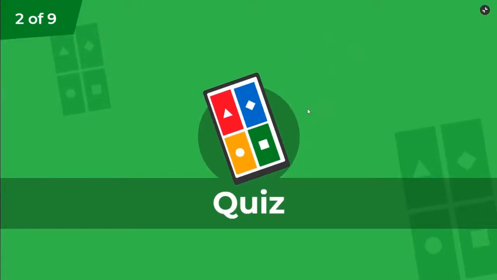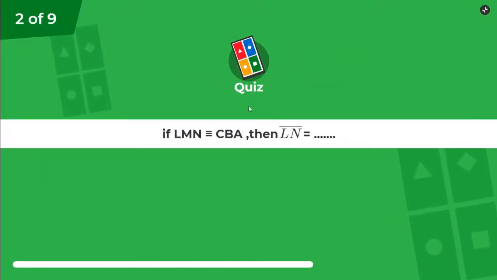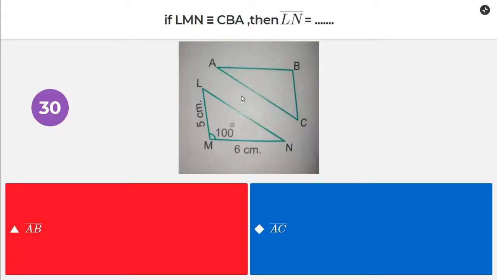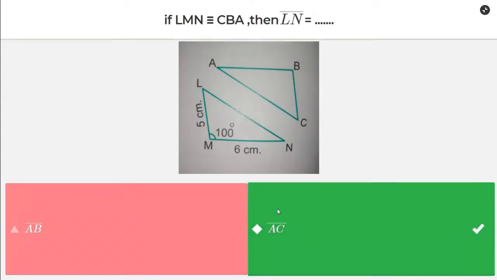Example number 2: LN, which is the first and third letter of the first triangle, will be equal to CA, which is the first and third letter of the second triangle. So LN equals AC, or CA, it's the same.